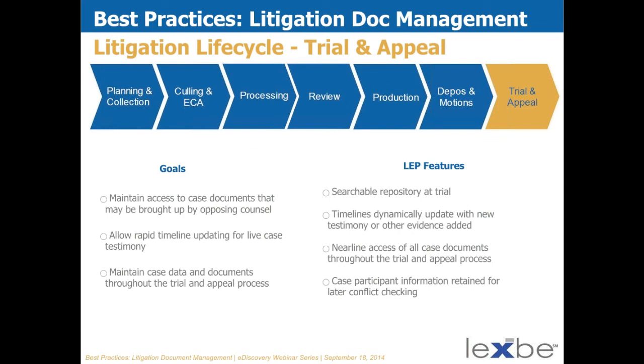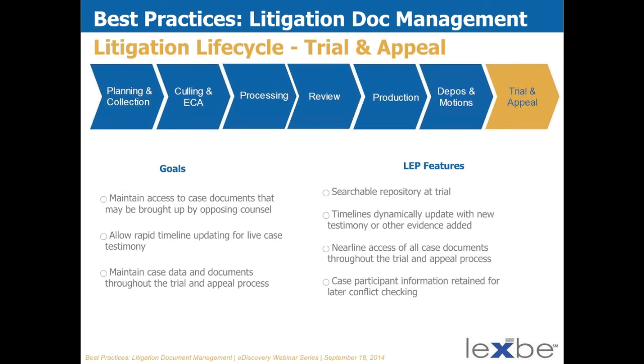So during the trial and appeal process, we need litigation document management systems that will allow you to quickly find and review a case document that is brought up by opposing counsel that hasn't necessarily been a focus or been highlighted or marked as key by our side. It's also helpful for these systems to have the ability to update fact and issue timelines and other case details as they come up during trial to keep the most up-to-date view of the case management views as possible.